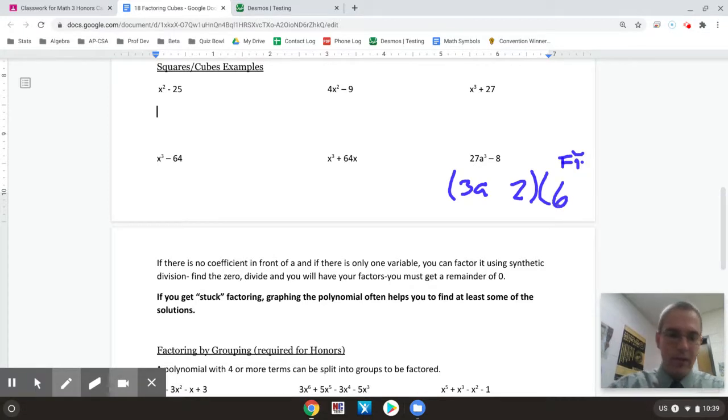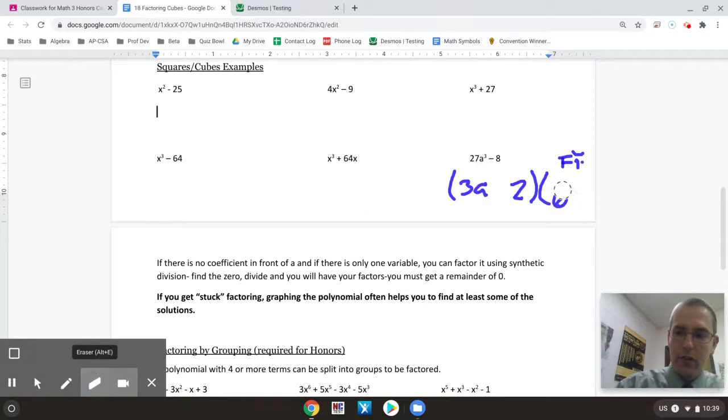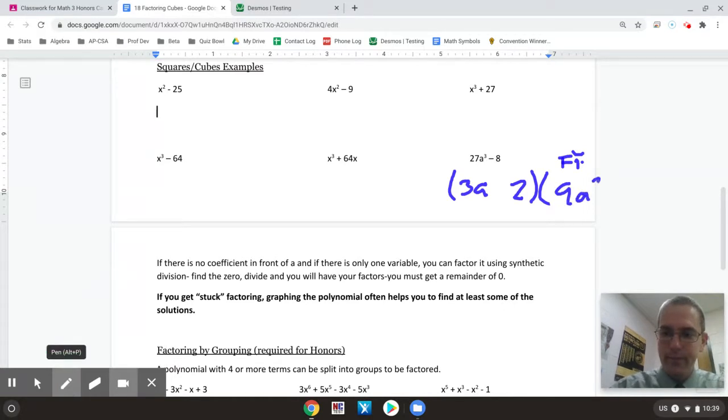I'm sorry. That's not first times first at all. First times first would be 3a times 3a, which would be 9a squared. Then 3a times 2 would be 6a. And then 2 times 2 would be 4. So it's first times first, then first times last, and last times last. So if you get that first parenthesis right, you follow that rule, you'll be good.